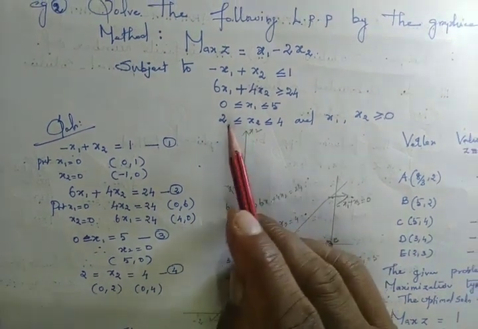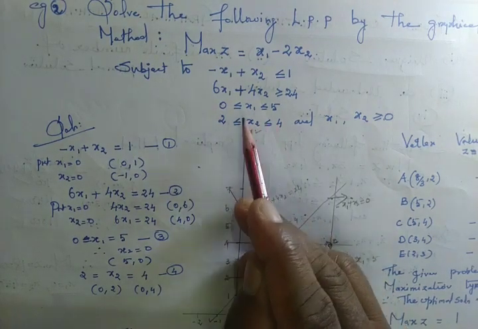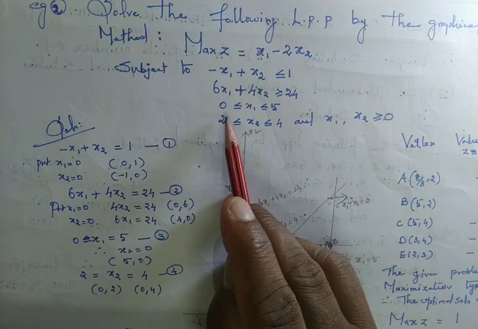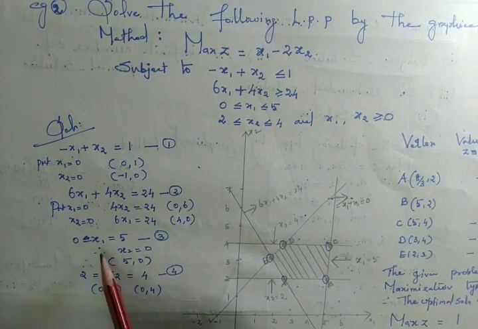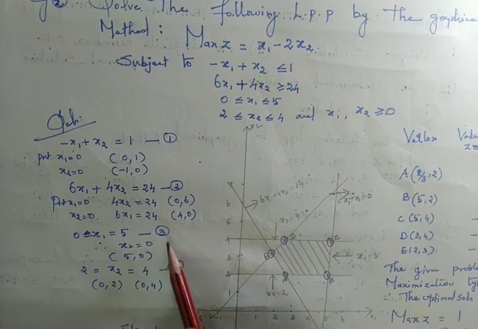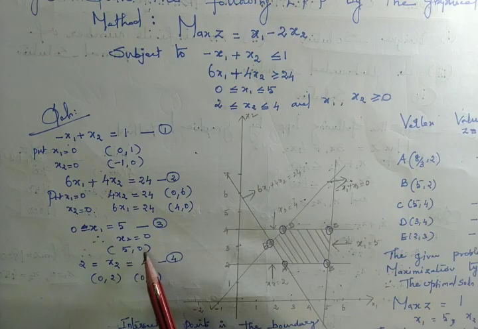And the third one is given in the form of 0 less than or equal to x1 less than or equal to 5. So x1 whose lower limit is 0, x1's upper limit comes 5. Therefore, here you can consider this equation 3, and simultaneously the x2 value comes 0 here. Therefore, the set of points comes only 5, 0.